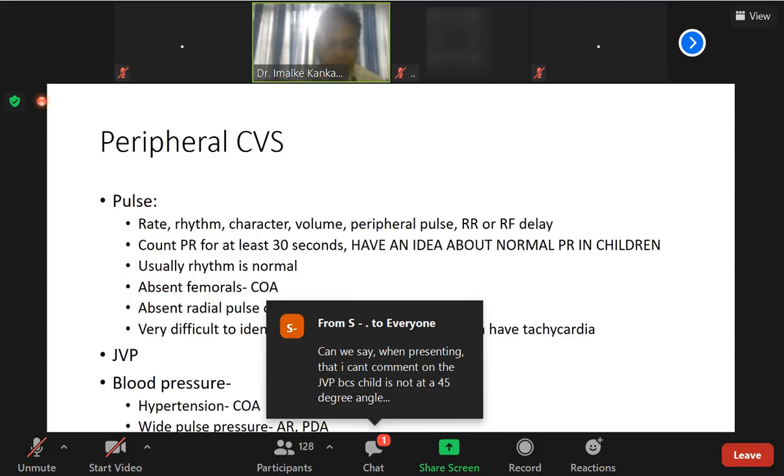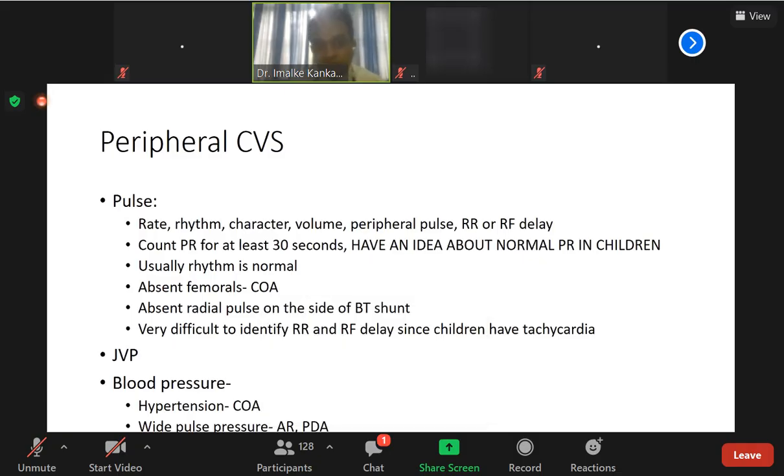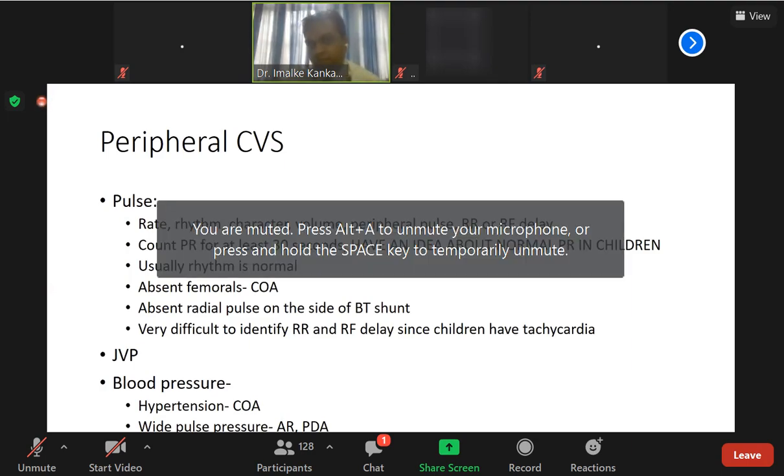So if you say, I want to do blood pressure, and it is a case of coarctation of aorta, we might say, okay, the blood pressure is 150 over 100. If it is a wide pulse pressure, I mean, if it is AR or PDA, there may be a very wide pulse pressure. In that case, we might tell you the figure, right? Some candidates, we ask you to check blood pressure as well, right?